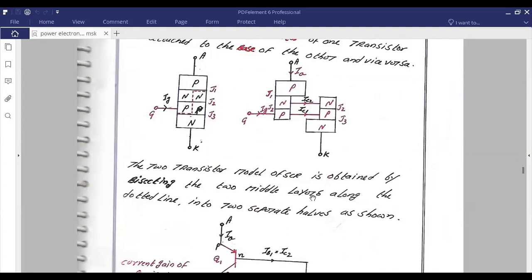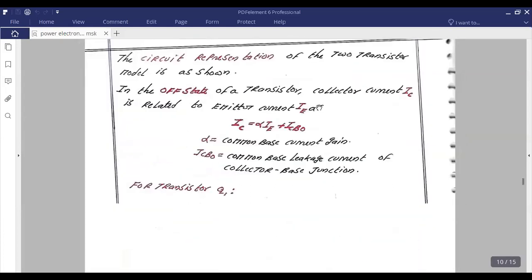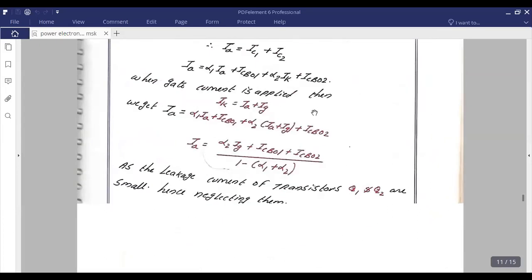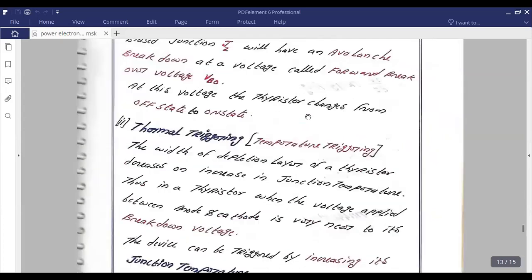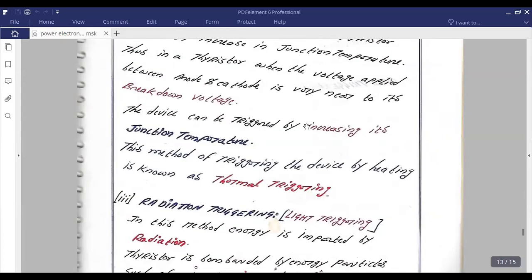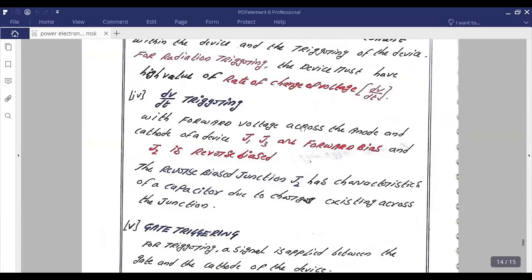So what is the need for this two transistor analogy? In our syllabus, it is provided that we need to study the turn on and turn off methods. We are going to have different turn on and turn off methods: forward voltage triggering, thermal triggering, radiation triggering, light triggering, dv by dt triggering, di by dt triggering, and gate triggering.